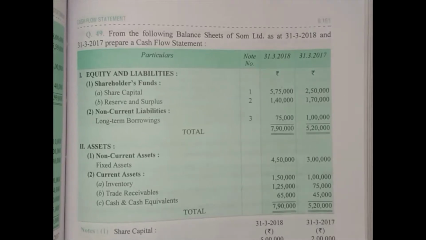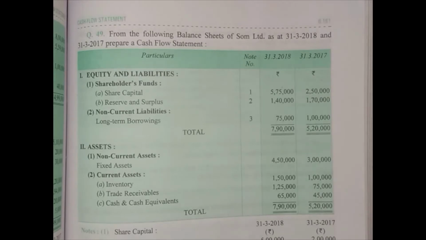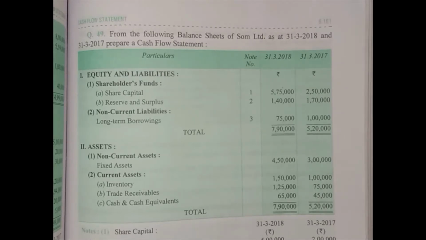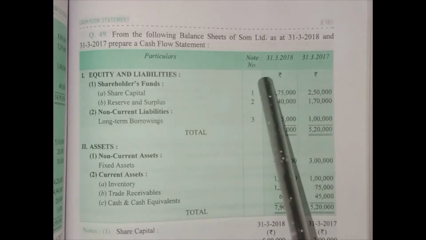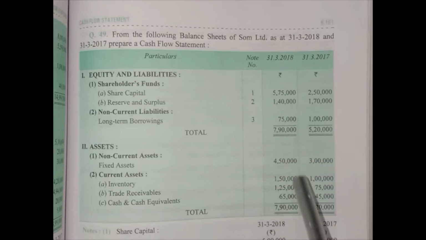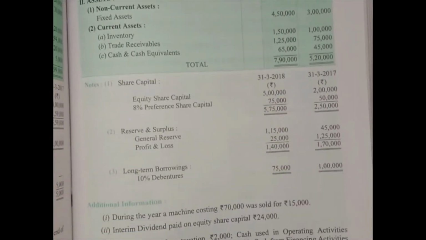Dear students, in this video I am going to discuss another two sums of cash flow statement, and in that particular sum, we discuss the sums under vertical form of balance sheet. In that problem, the balance sheets for 31st 3 2017 and 31st 3 2018, two years, are given, as well as some notes of account with two additional information.